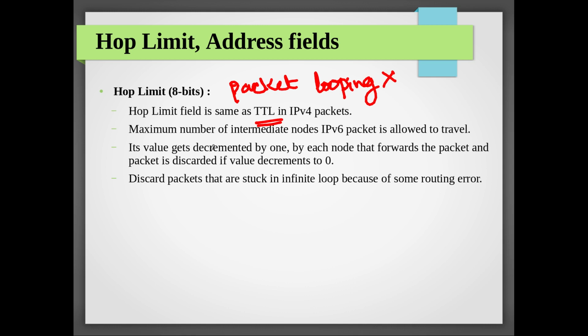Now its value gets decremented by 1 at each intermediate router, and whenever it reaches 0, the packet will be discarded. We already discussed it. For example, from the source, suppose the hop limit field or the TTL field is set to 8, that means after 8 hops it should reach the receiver. I am taking an example. Now at every intermediate router, this hop limit will be decremented by 1. Here it will be 7, again here it will be 6, and finally here it will be 5, like that it will go.